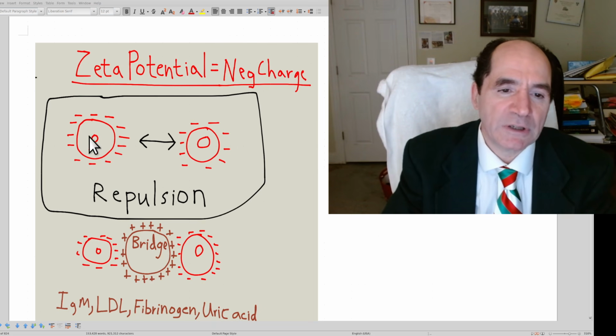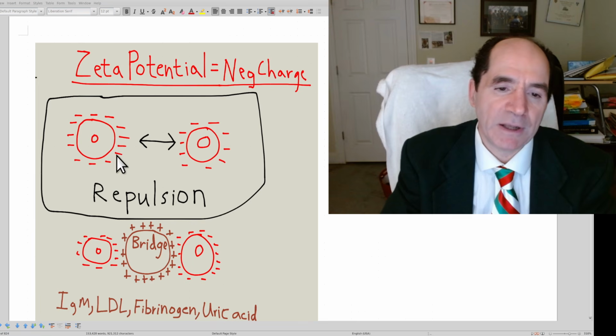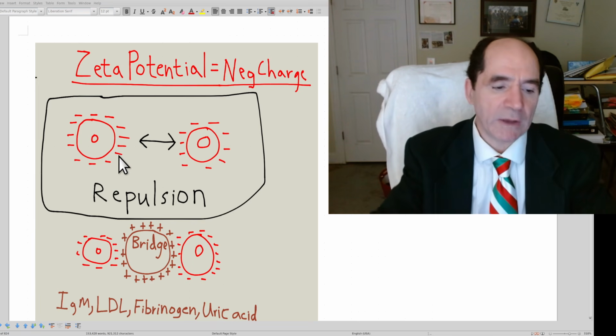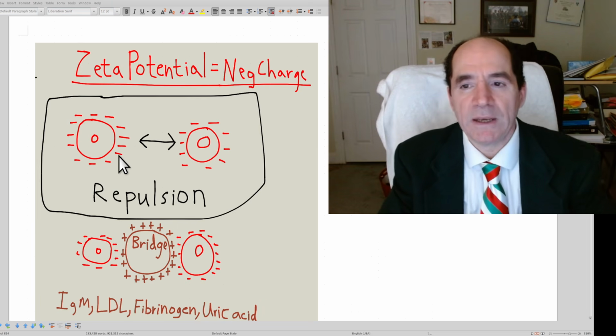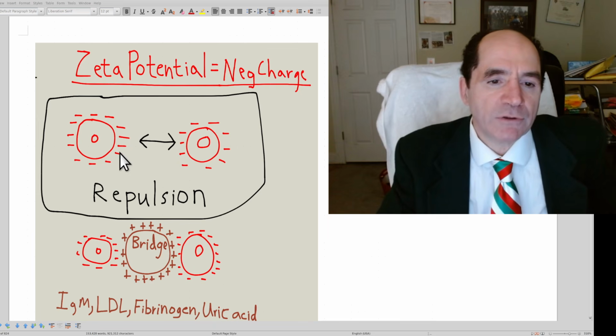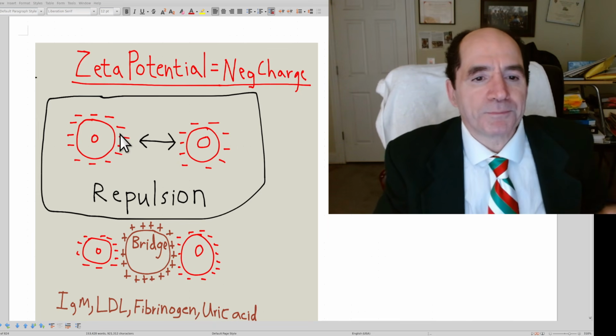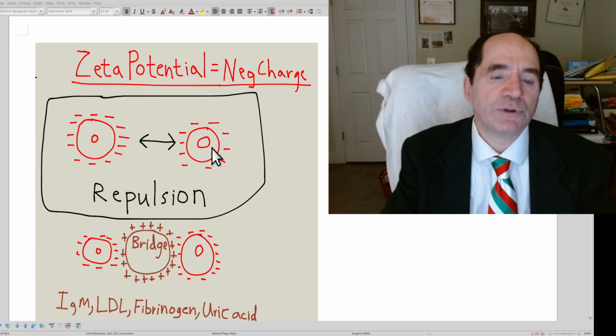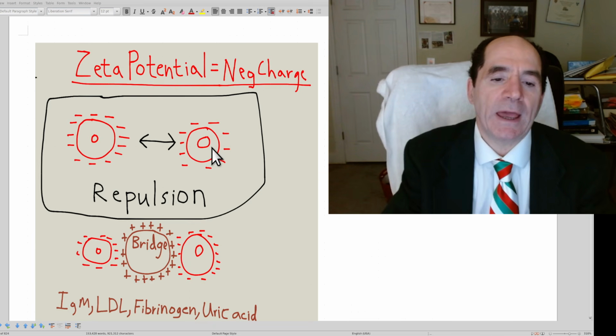So zeta potential is a negative charge on the outside of a red blood cell. It's been known for a long time. They have to know these things for when they store blood, for blood transfusions and stuff. But it never gets taught to medical students or residents. So there's a negative charge on the outer surface of a red blood cell, so that two red blood cells will repel each other. They don't stick together, and that's good. That's what you want, so you don't form clots, okay?